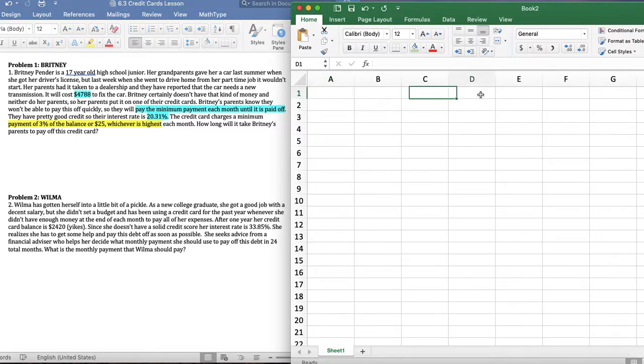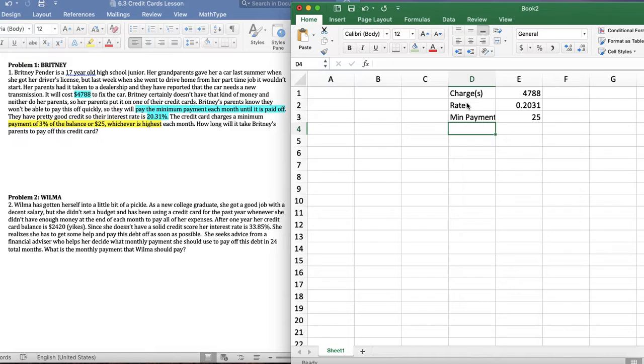So let's go to our Excel spreadsheet and talk about what things we want to put in our key that are fixed. The first thing is the charge. In this case, it's only going to be one charge, but sometimes it's multiple charges. They're going to put $4,788 on this credit card. Their interest rate is going to be fixed at 20.31%. And it looks like we're going to fix the minimum payment as well. That is going to be $25.